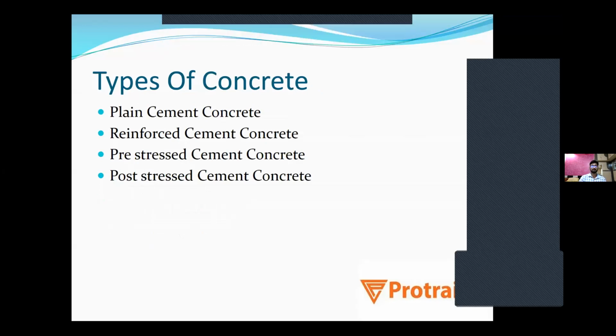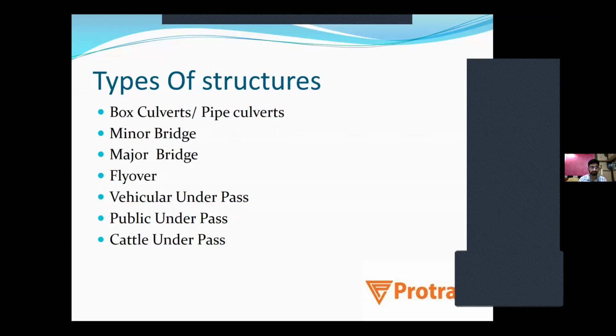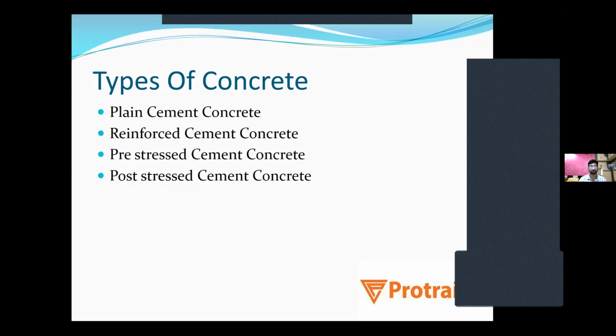We will deal with, as we have dealt with, the types of structure. So we know that for constructing or executing a structure, the main component is concrete. So what are the types of concrete? Concrete and reinforcement actually, but what is concrete and what are the types of concrete? We are going to see it.